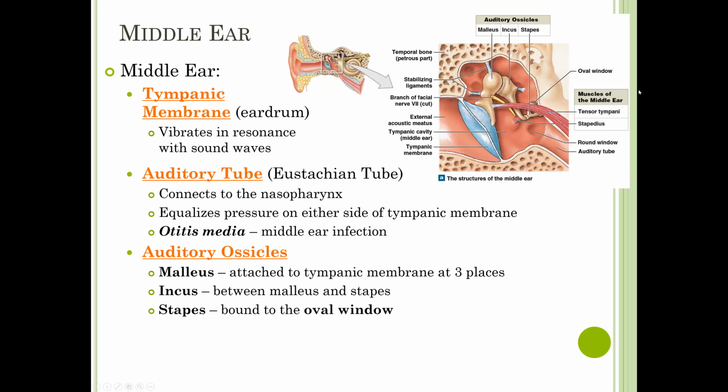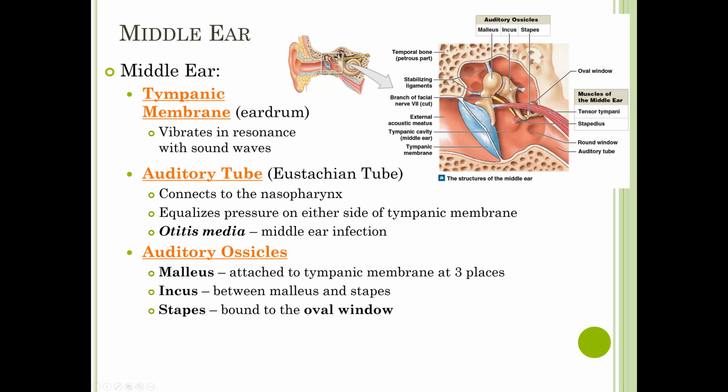In the middle ear, we also have the 3 tiniest bones in the body. These are called the auditory ossicles. There are 3 of them in each ear. So each ear has one called a malleus, which is Latin for hammer because it looks a little bit hammer-shaped, and it is actually attached to the tympanic membrane in 3 places. The malleus then attaches to one called the incus.